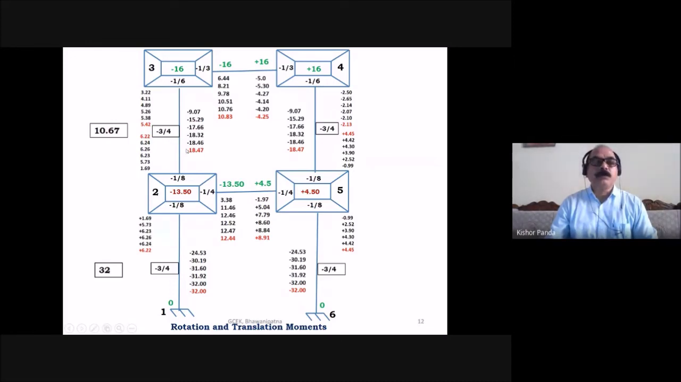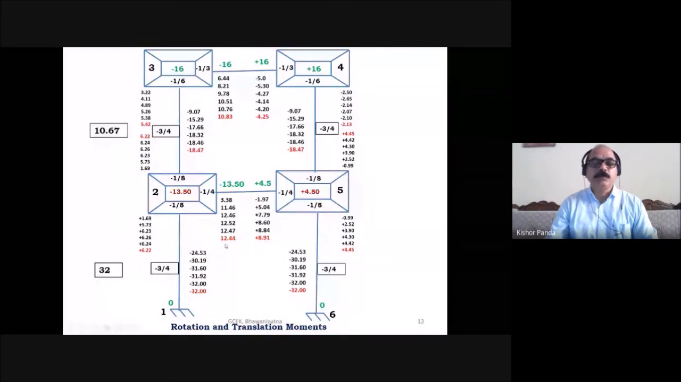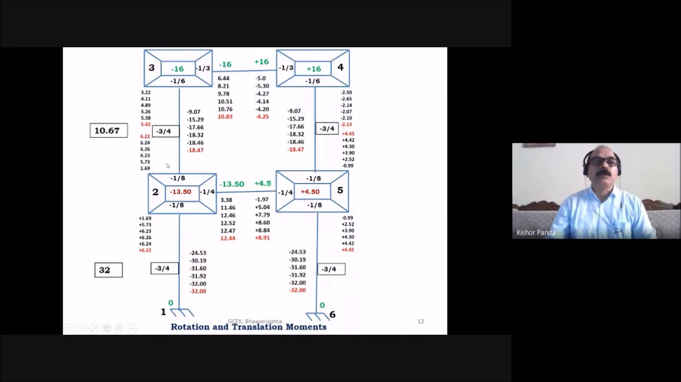So here you see the red mark that I have given here. These are the final moments, so you have to consider these. This is the translation moment for vertical member 1, 2. This is the translation moment for vertical member 5, 6, and for 2, 3 this is the translation moment, and for 4, 5 this is the translation moment.